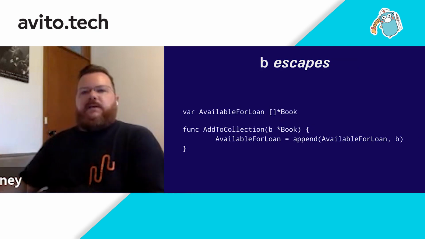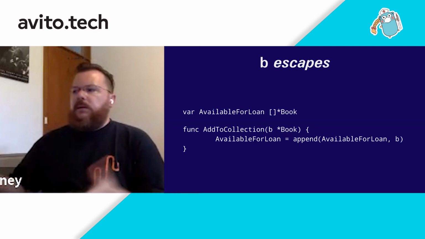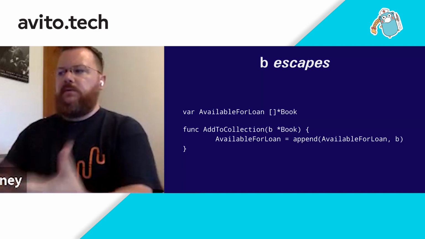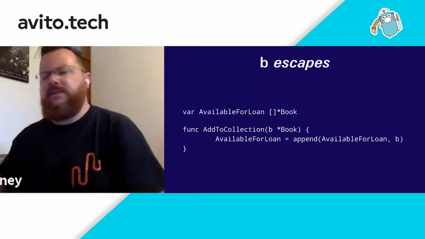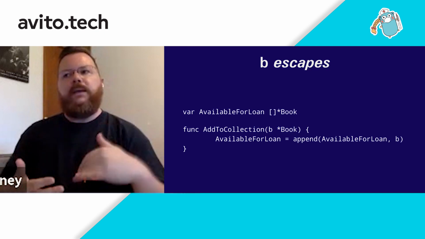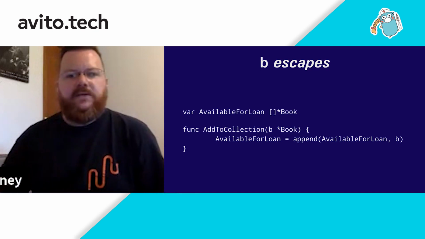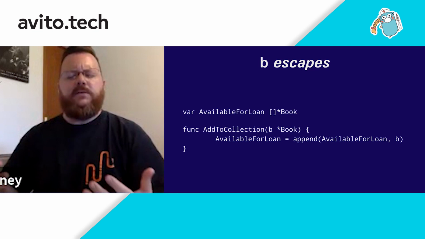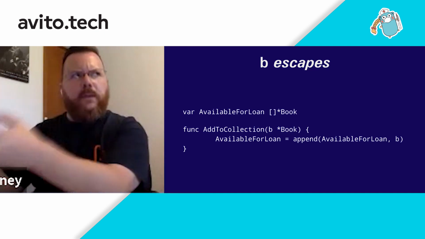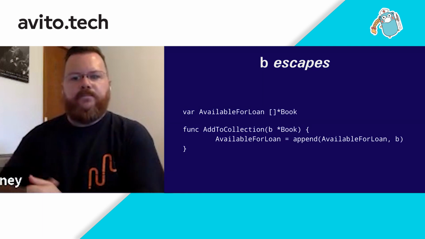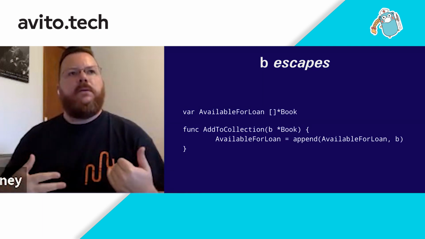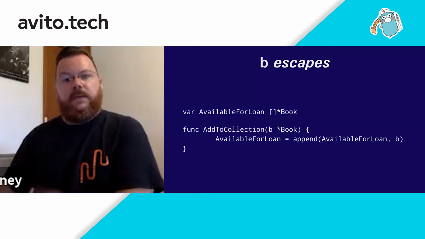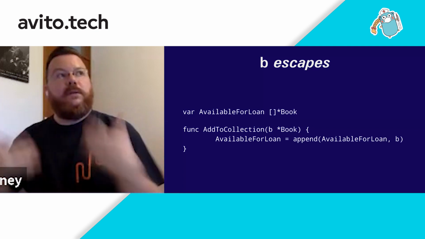But what if addToCollection did something like this? The value of B is appended to this availableForLoan, like it's a library system or something like that. And so the value of B definitely lives longer than addToCollection. And in this case, the compiler can't prove that this allocation lives beyond its local use, and so it must allocate it on the heap. And so now you can see the answer to the question of does B escape or not depends on how it's used, and it depends on what the body of the function that it's passed to does.